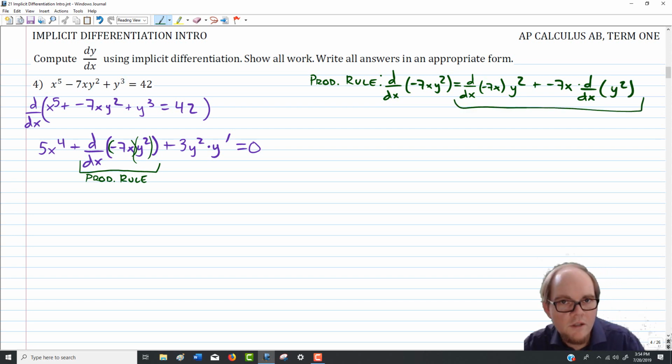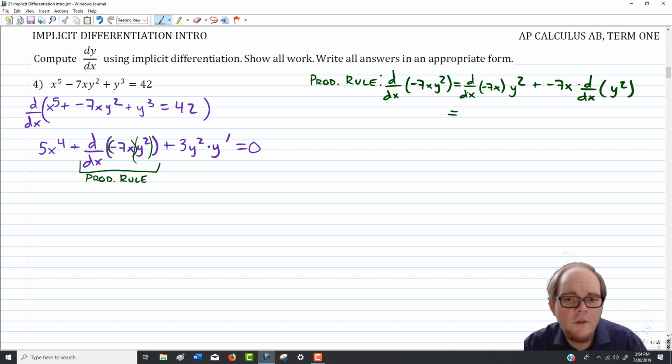I mean, it's pretty crunchy. There's a lot in there. But not all of these differentiations are difficult. Derivative with respect to x of negative 7x is just negative 7. So we get negative 7y squared. On the next one, we're going to get negative 7x times the derivative of y squared. And we've done this one before on the first problem. This is just going to be 2y times the derivative of the inside, which is y prime.